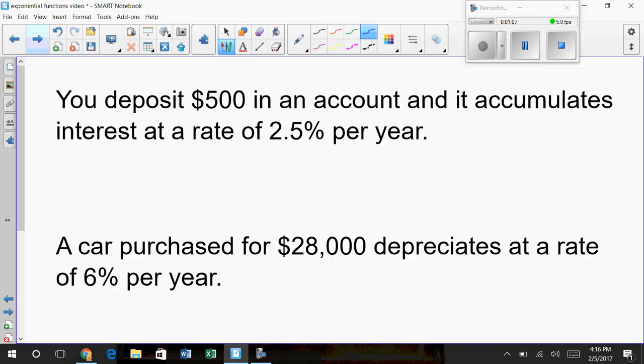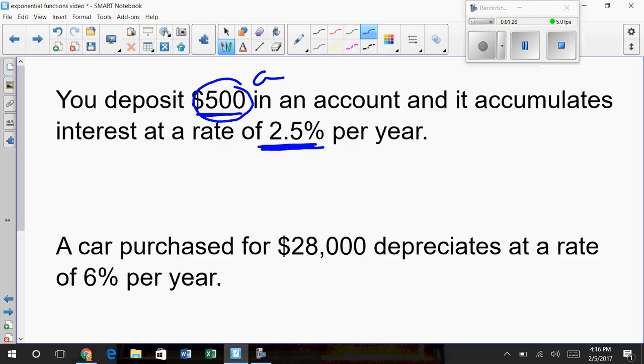Here are a couple of scenarios or descriptions of an exponential function, and we should be able to put the whole thing together. So in this first example, it says you deposit $500 in an account, so that right there gives you my A value. That's my initial value that this account starts with, and it's accumulating interest at a rate of 2.5% per year.